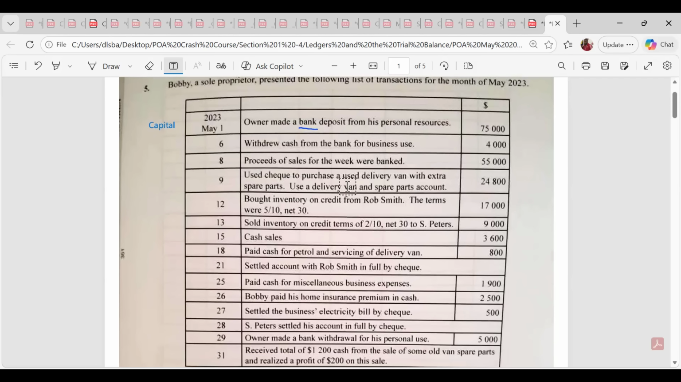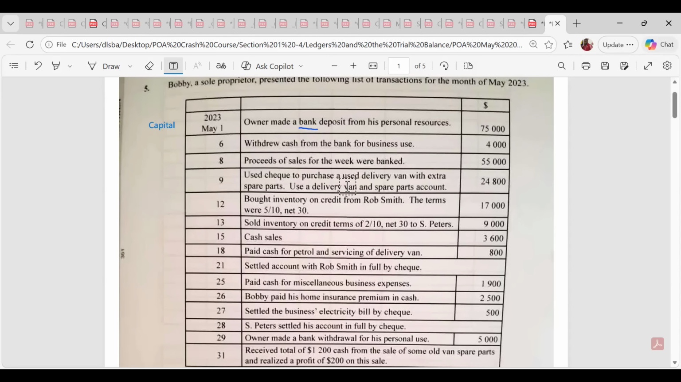Used the check to purchase a used delivery van with extra parts. Check means what account? Bank. If we pay with our bank account, is it increasing or decreasing? Decreasing. What will we do? Credit. And what account will we debit? The delivery van and spare parts account, because it's an asset, and when assets increase, we debit.